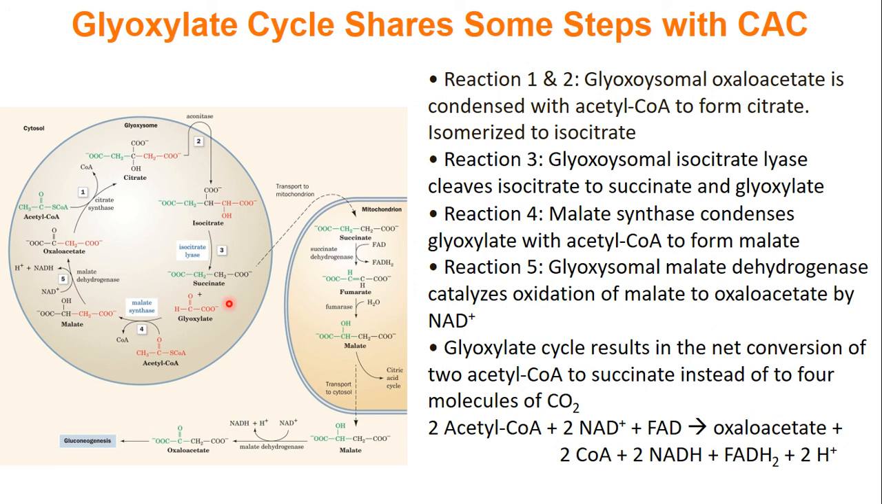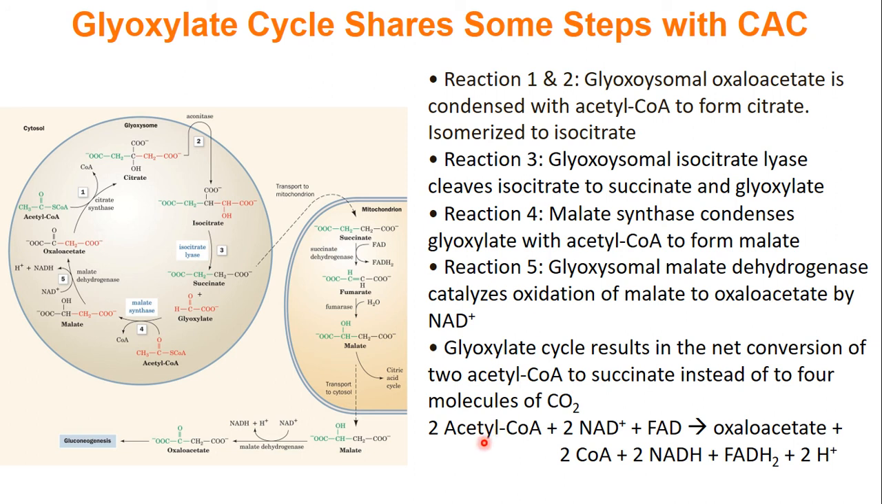So reaction 4, malate synthase, will condense glyoxylate with acetyl-CoA to form malate. And then reaction 5 is malate dehydrogenase, taking malate and NAD plus to make oxaloacetate and NADH. And so this oxaloacetate can go through the cycle again, or go into gluconeogenesis, or this oxaloacetate could be used for other things as well.